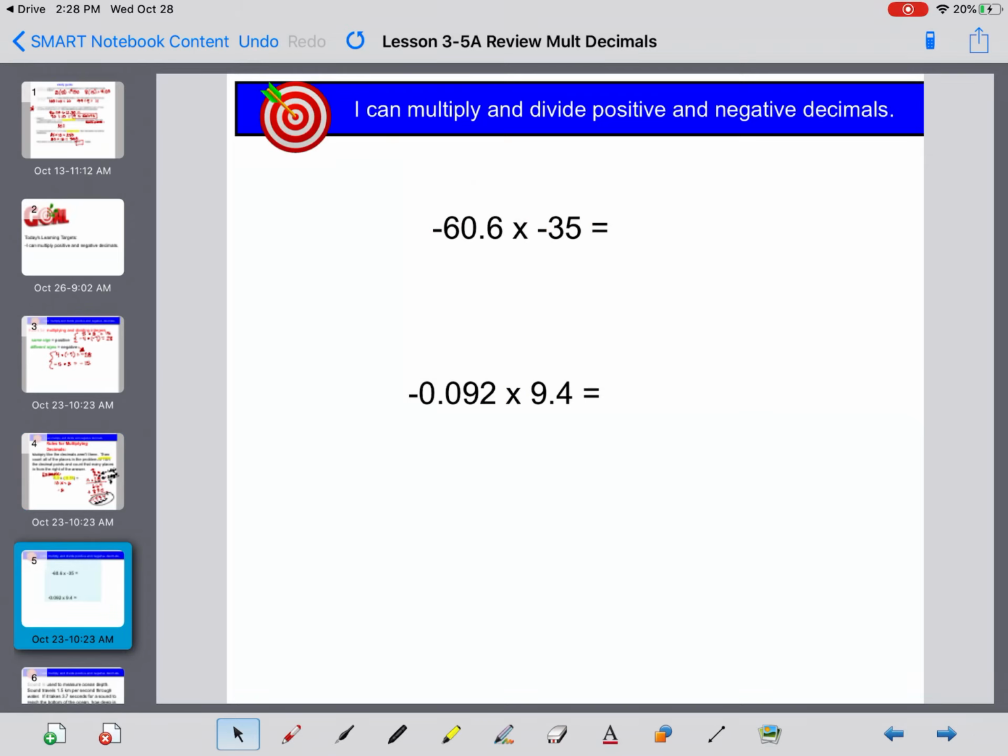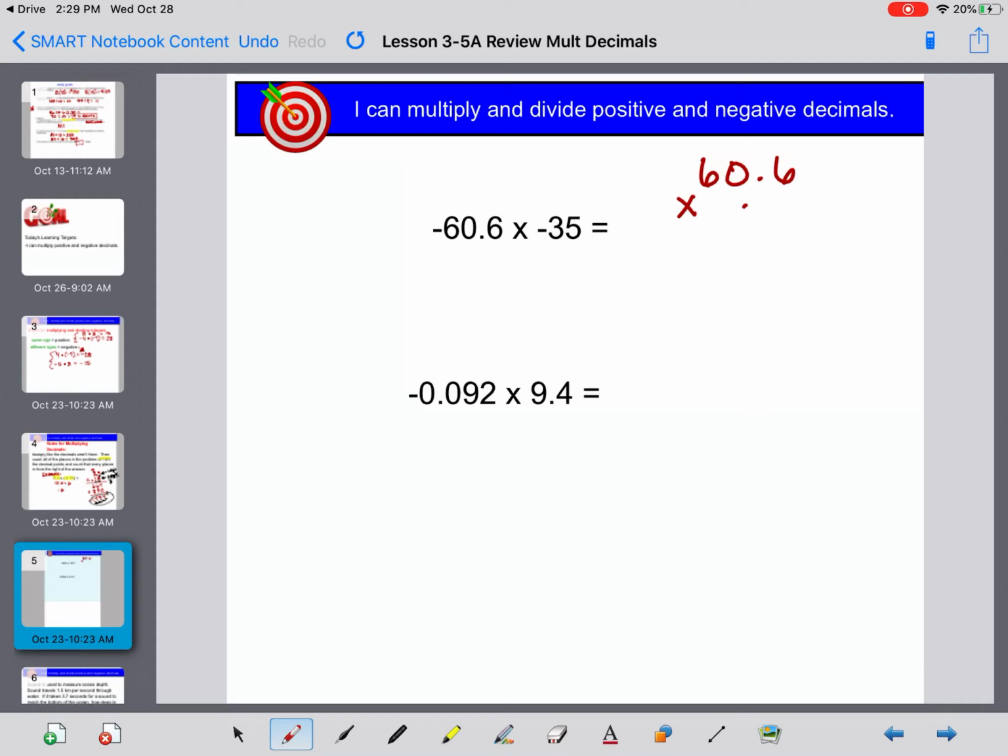All right, pause the video here and give this problem a try. Multiply these two and then make sure you don't do what I do. Make sure you go back and put the sign of the answer. All right, let's work this problem out together.